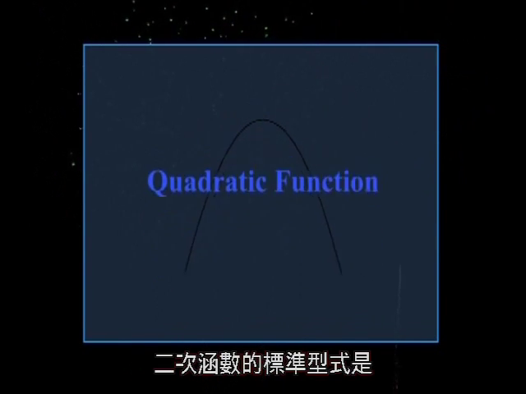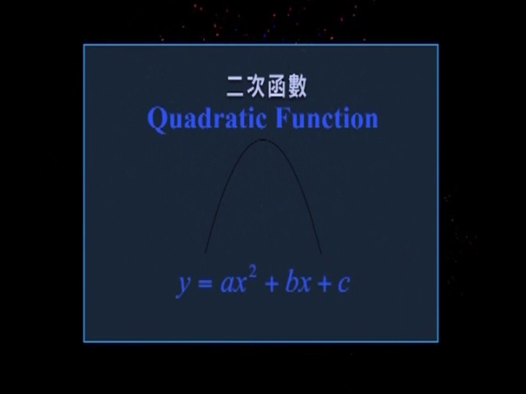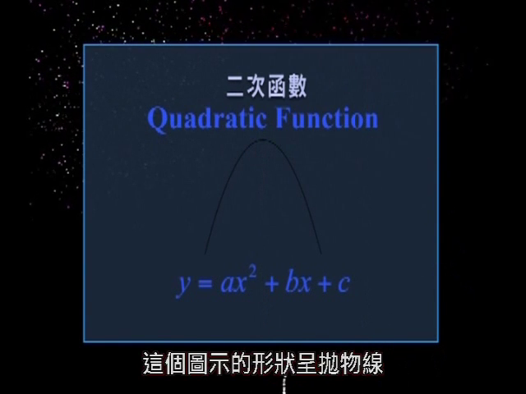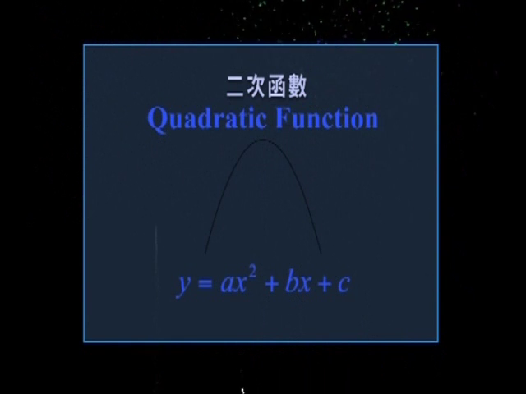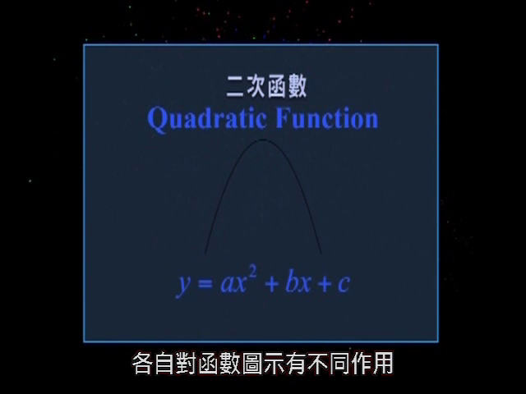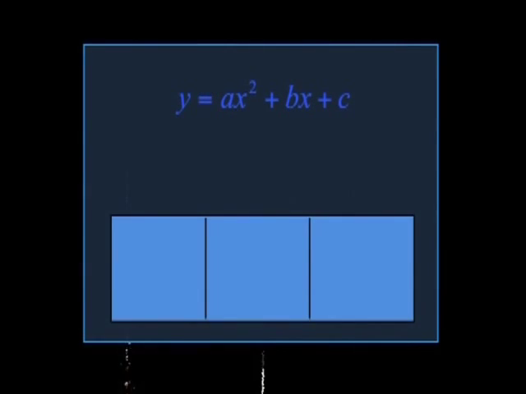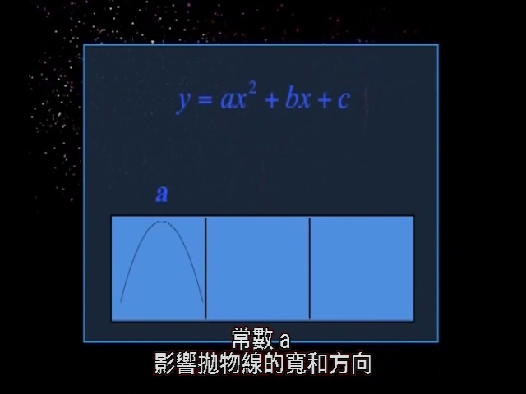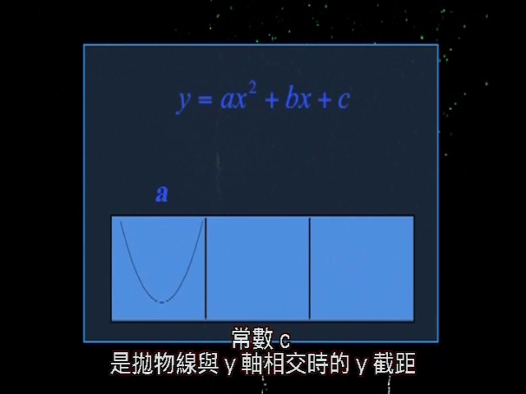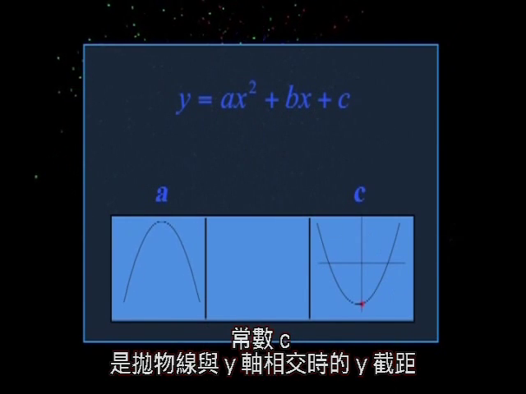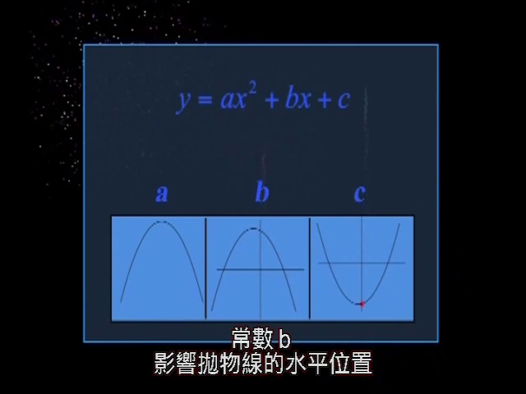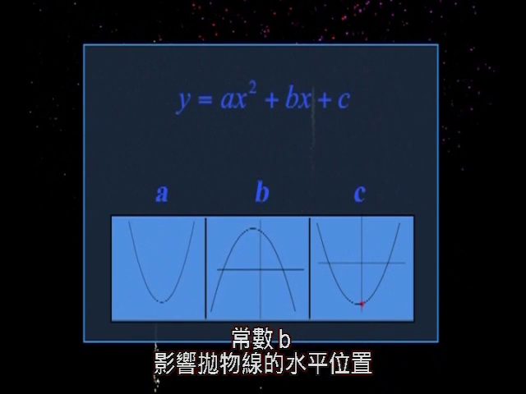A quadratic function in standard form is written as y equals ax squared plus bx plus c, and the shape of the graph is a parabola. A, b, and c represent different numbers, and each has a different effect on the graph of the function. The constant a affects the width of the parabola and its orientation. The constant c is the y-intercept, where the parabola intersects the y-axis. And the constant b affects the horizontal location of the parabola.